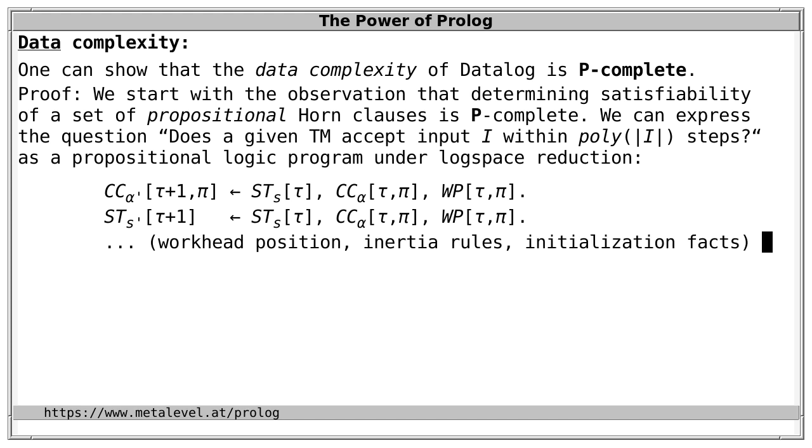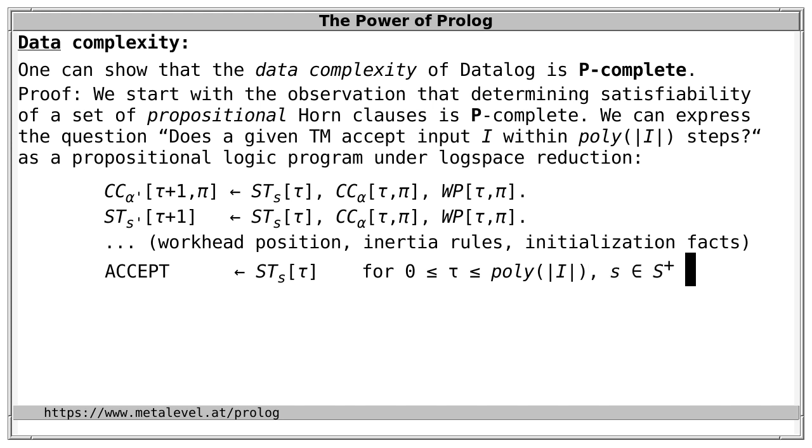And I leave a few remaining clauses as a challenge. For instance, clauses that define how the workhead moves, either left or right. Inertia rules that say that unaffected cells stay unchanged. And initialization facts that specify the initial tape content. And importantly, we state that accept shall hold if the Turing machine is in state S at some point tau, where tau ranges over all times from 0 to the polynomial upper bound that we are interested in, as for the other rules, and we state such rules for each accepting state S.